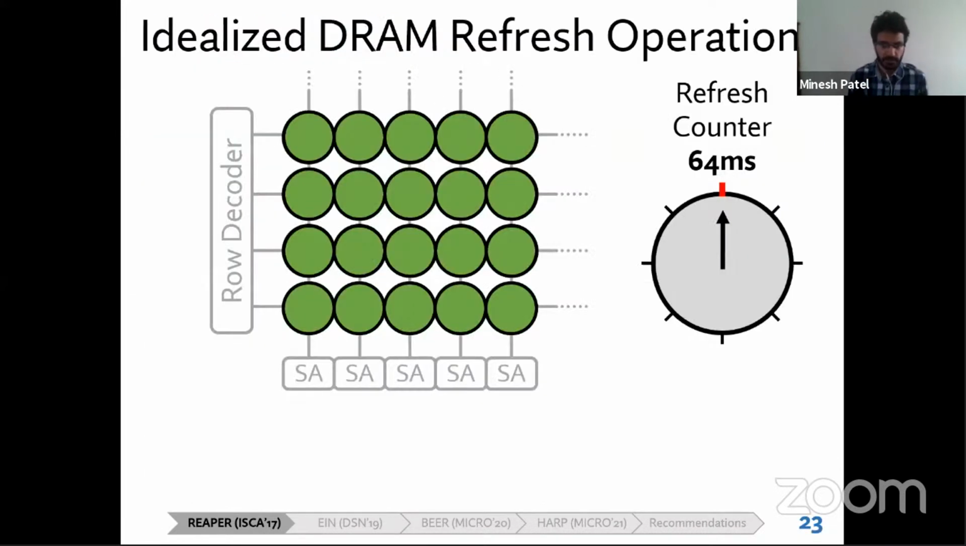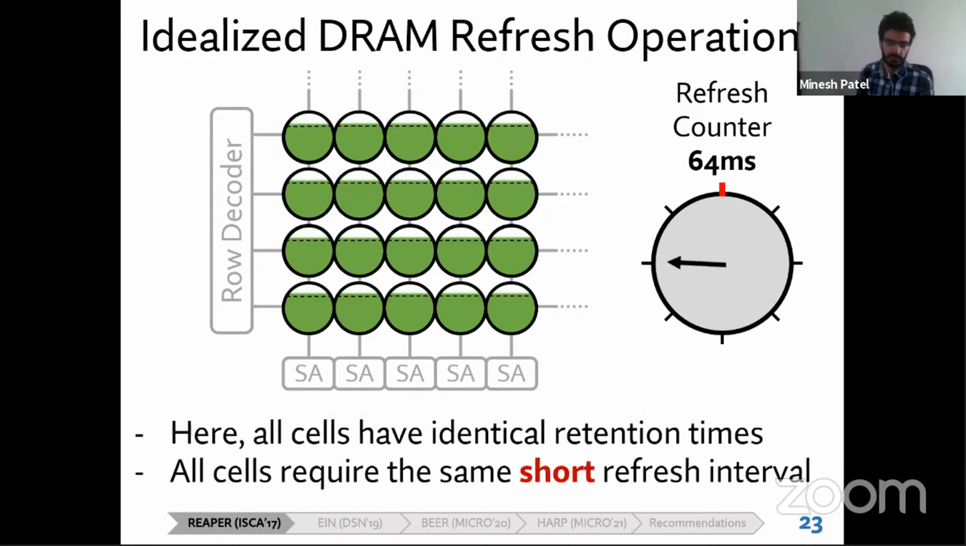Okay, so here's a diagram that shows an idealized DRAM refresh operation. So we have a number of cells shown in green and a refresh counter that counts down the time until the next refresh operation occurs. So as the refresh operations continue, we see that the charge in each cell decreases over time, but it's restored every 64 milliseconds by the refresh operation. Now, this is an idealized picture because all the cells shown here have identical retention times, and that means every cell is refreshed right before it fails.